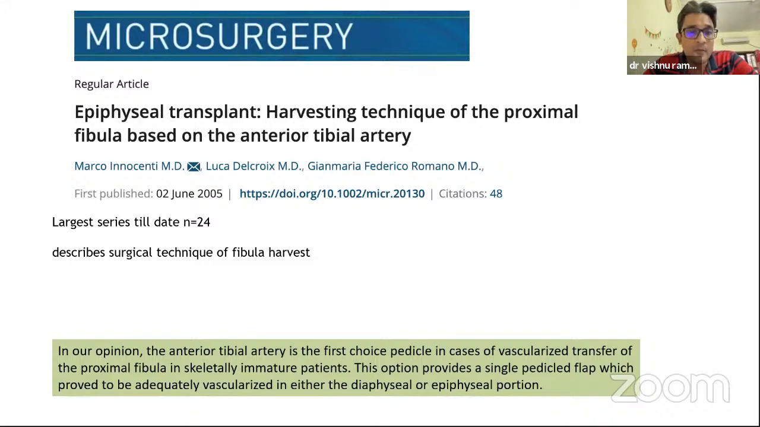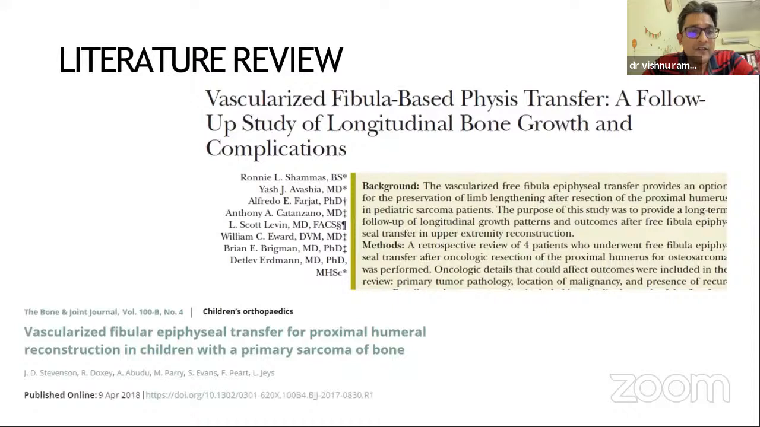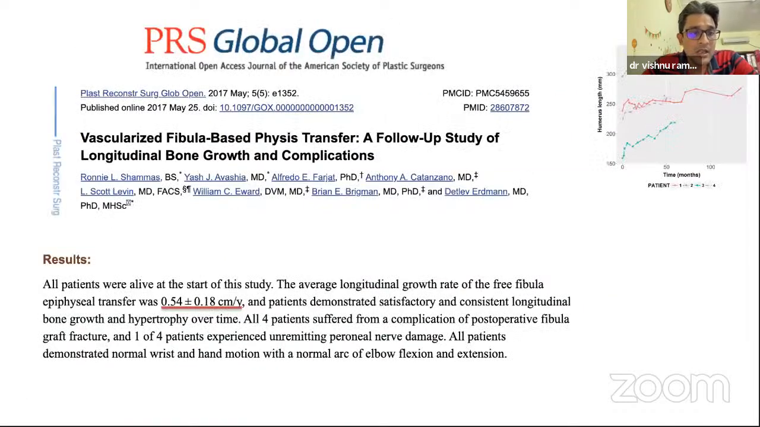Next slide. This technique was first described by the Italian group, and they currently have the largest series of 24 patients, and they have demonstrated excellent growth. Next slide. Similarly, we have papers from the Birmingham group as well, but these are smaller case studies of around four patients only. Next slide. This paper demonstrated the growth of the fibula re-implanted in place of the humerus, documenting growth of between 0.5 and 0.18 centimeters per year.